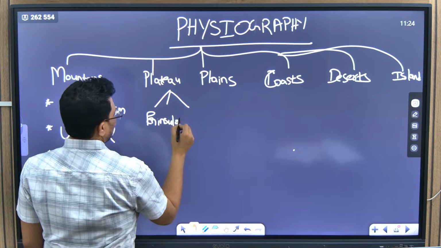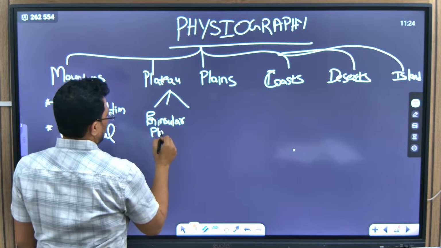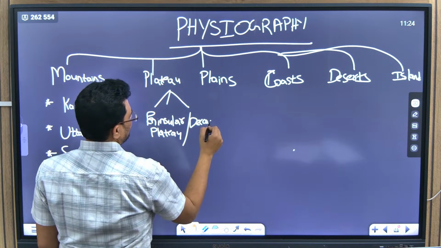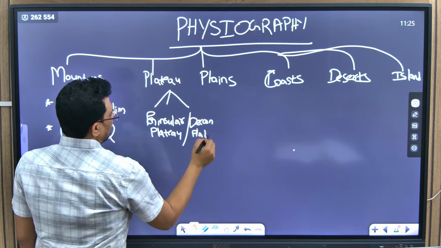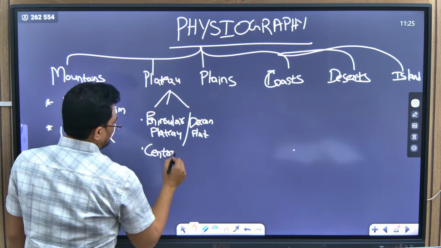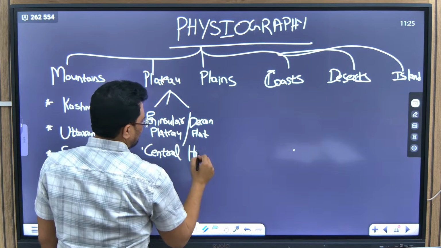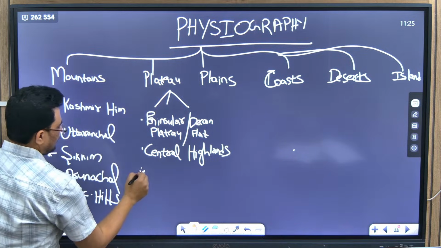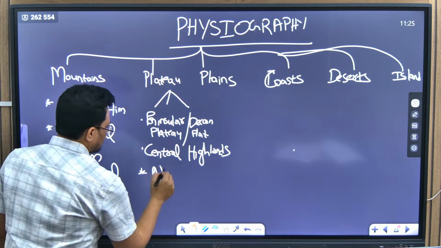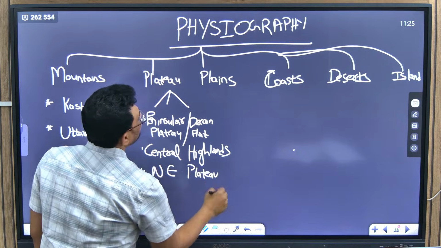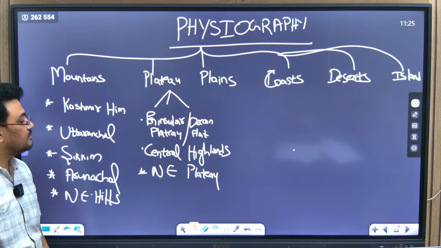Peninsular plateau or Deccan plateau. There is something called Central Highlands. We will see now. And then Northeastern plateau.